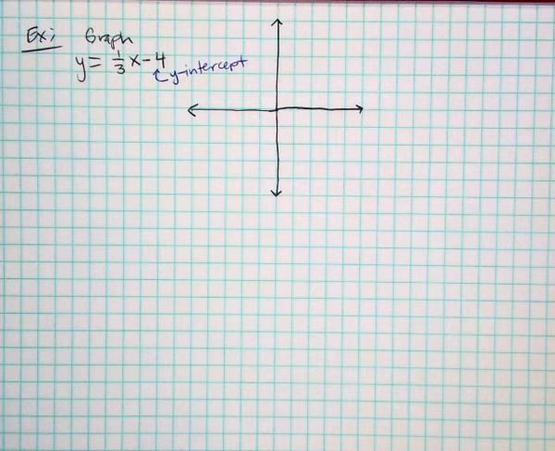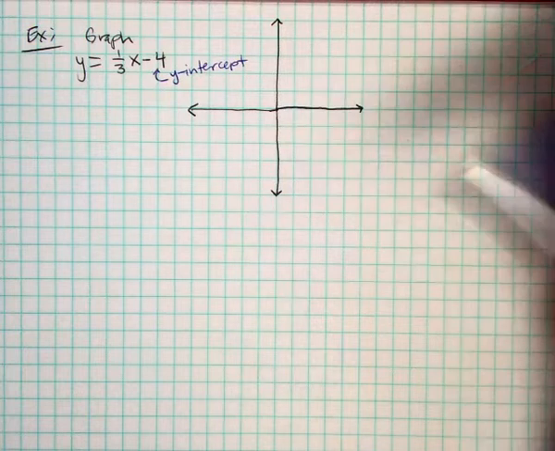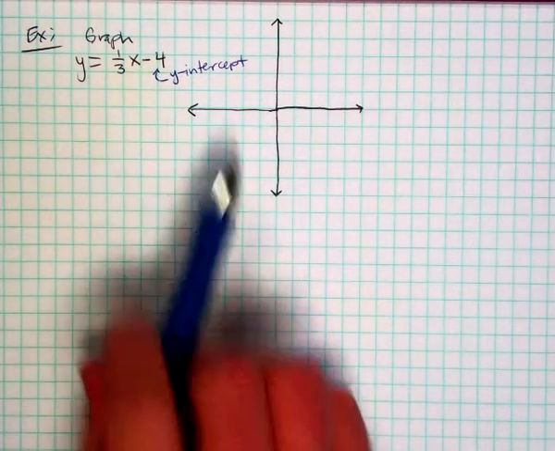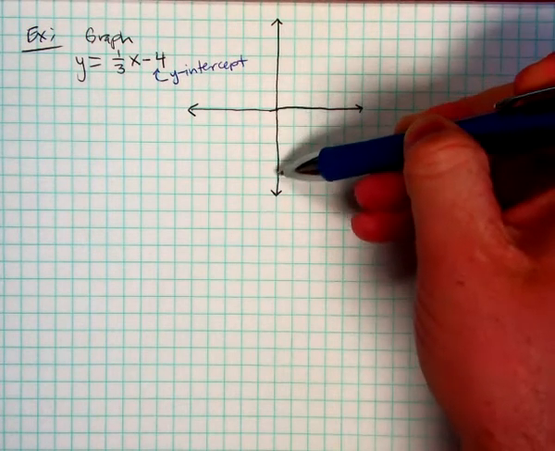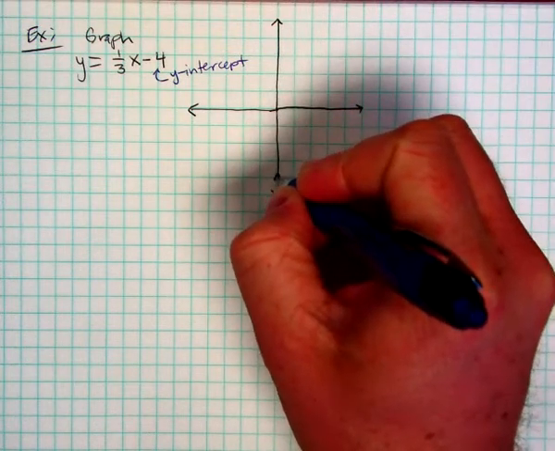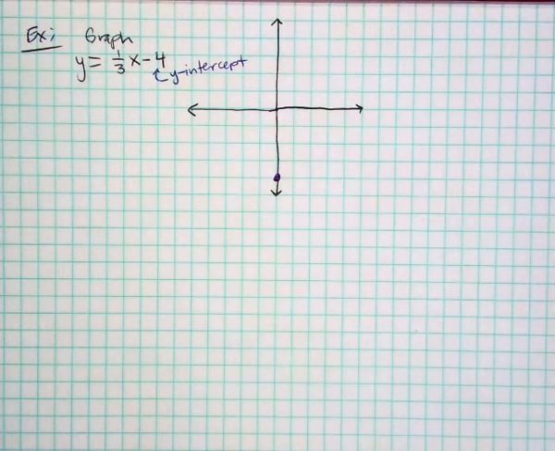So everyone, because it's a y-intercept on your y-axis, that would be straight up and down, I want you to find -4 and make a dot. 1, 2, 3, 4, and make a dot right there on the y-axis at -4.